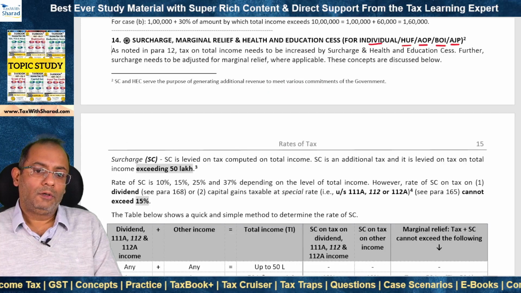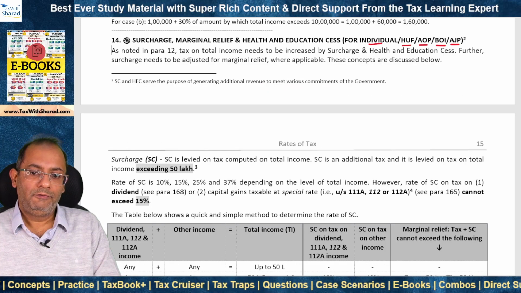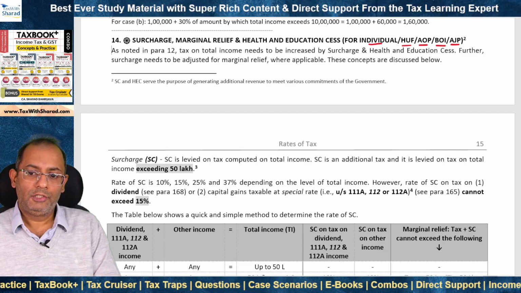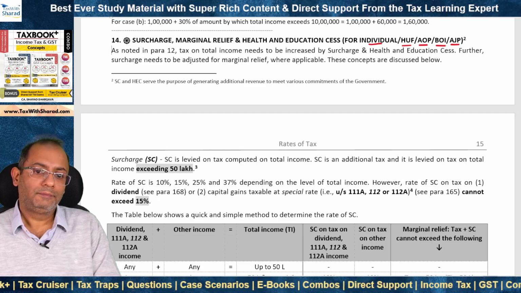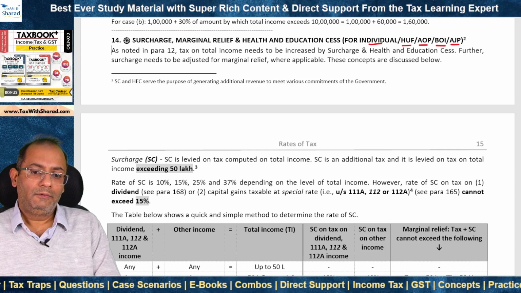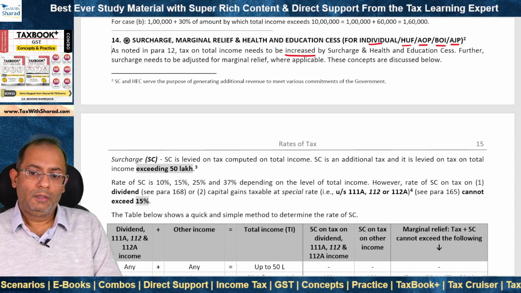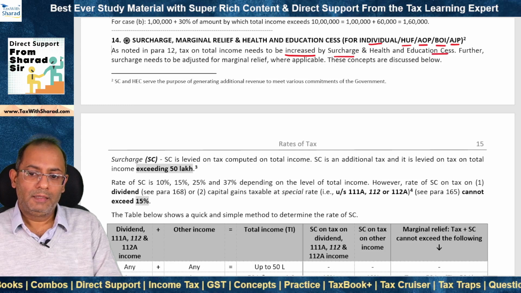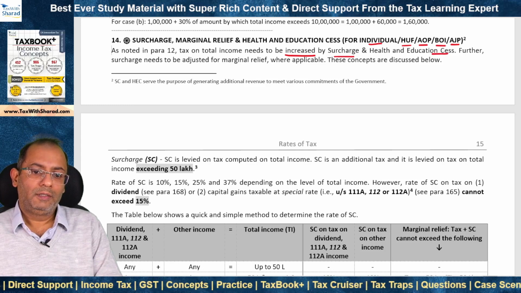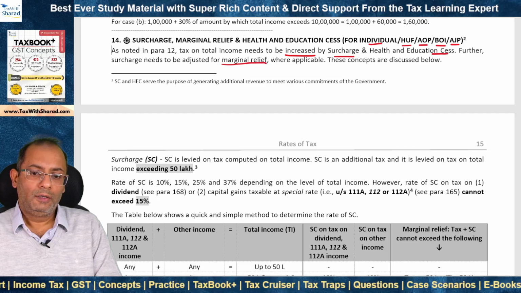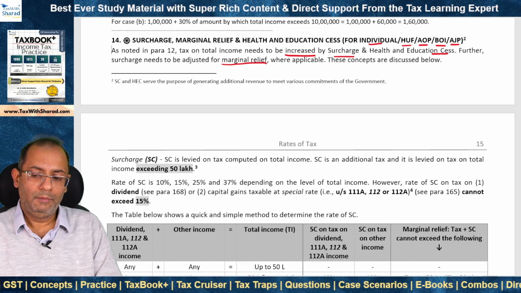Now we will talk about surcharge, marginal relief and cess for individual, HUF, AOP, BOI or AJP. So as we have noted above, tax on total income needs to be increased by what? By surcharge and by cess at 4%. And further, surcharge needs to be adjusted for marginal relief where applicable.